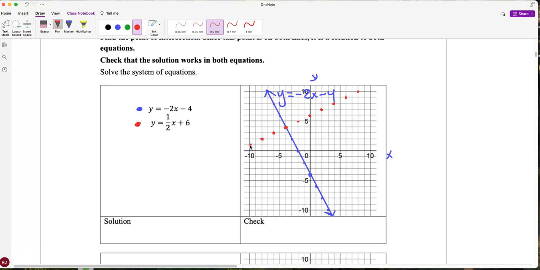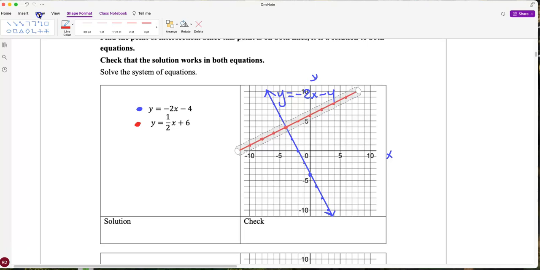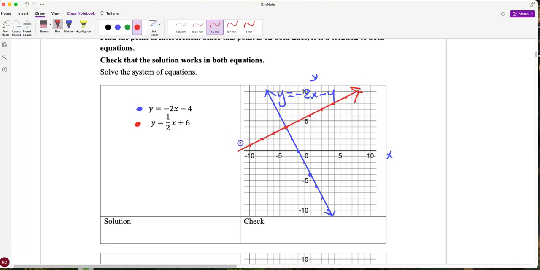Okay, so then if I draw this line right there, this is the line y equals 1/2 x plus 6. So it appears that the solution is what? Negative 4, 4. Now that's what it appears like from the graph. How do I know it's not negative 4.1 or negative 4.02?